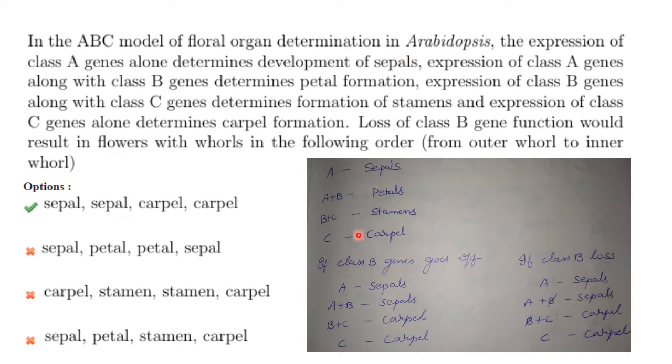So they have given how sepals, petals, stamens and carpels are determined in Arabidopsis. If gene A is present, then sepals will be formed. If A along with B is present, then petals will be formed. If B plus C is present, then stamens will be formed, and if C alone is present, carpel will be formed. Now if B goes off, what will happen? A will form sepals, and A plus B will form sepals because only A is present, B is not present. So instead of petals, sepals will be formed. B plus C will give carpel, because if B goes off, C only will be present, and C codes for carpel. So C alone will give rise to carpels. From the outer whorl to the inner whorl, it will be sepals and sepals, carpel and carpel. So option A is correct.